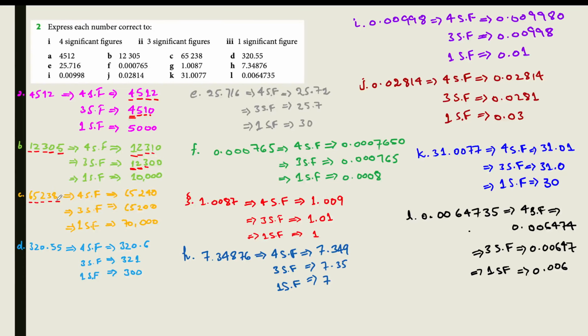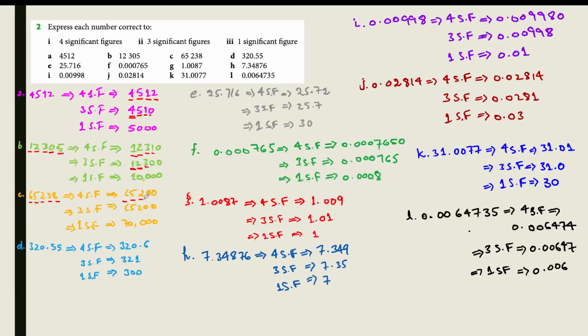So for rounding up, we check the fifth significant figure that is greater than 5. Therefore, we will round up the fourth significant figure. So this way, this is 8. So when we round up this 3, it will become 4. Therefore, 8 will be replaced by 0. So it will become 65,240.